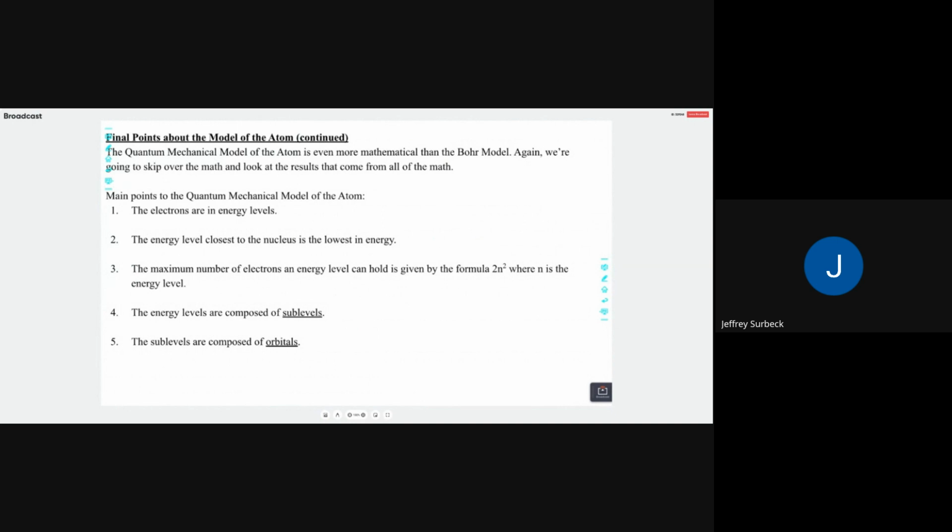But here's our difference, points 4 and 5. This is where the quantum mechanical model is going to differ from Bohr's model. Energy levels composed of sublevels, and those sublevels are even broken down even further to orbitals. So we're going to take a look there at points 4 and 5 and start to explain the quantum mechanical model of our atom. Okay, a lot of information here, a lot of good stuff, a lot of stuff we packed in to these particular slides.